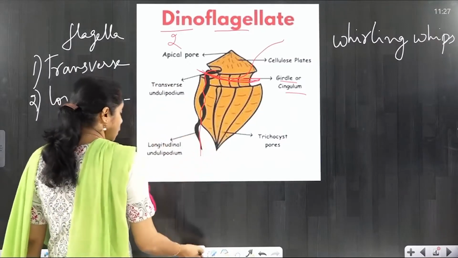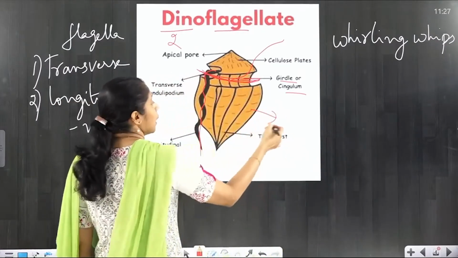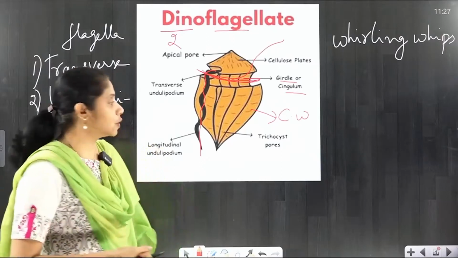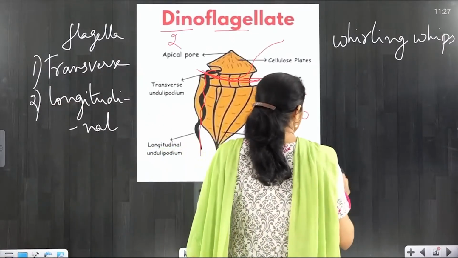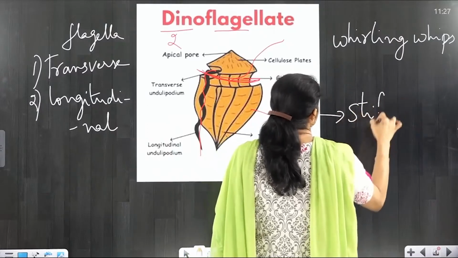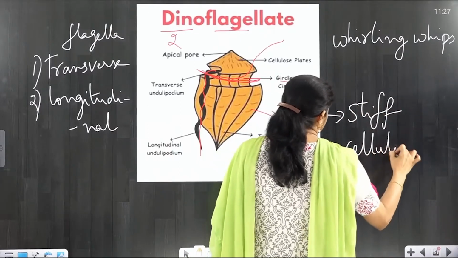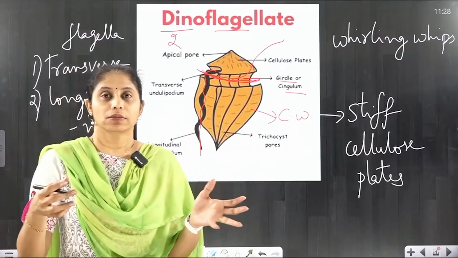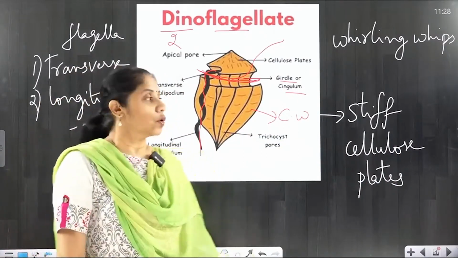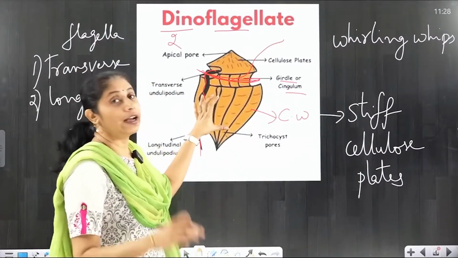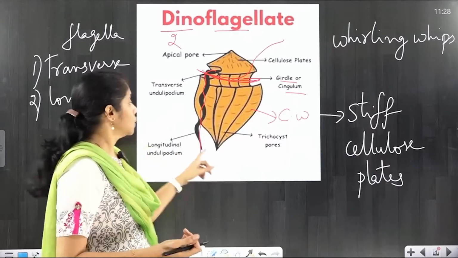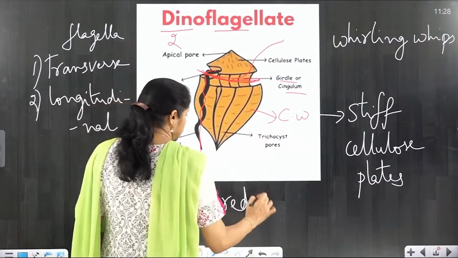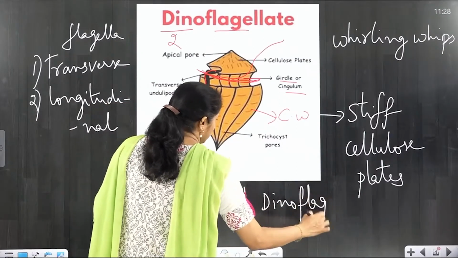Now, if you see here, they have a cell wall. This is nothing but what you see, the brown one is a cell wall. And this cell wall is made up of very stiff cellulose plates. They will be looking like an armor. You know, soldiers will be wearing armor like that. So because of these stiff cellulose plates, it will be very tough or rigid on the external side, outside. So these are also called armored dinoflagellates, because they have extra protection, no? So these are also called armored dinoflagellates.